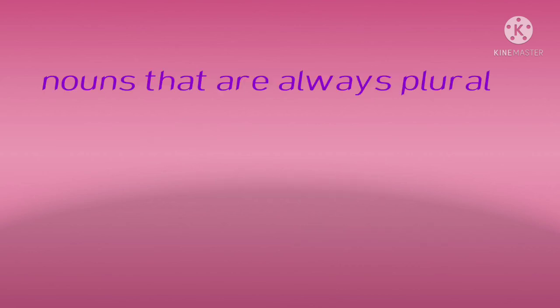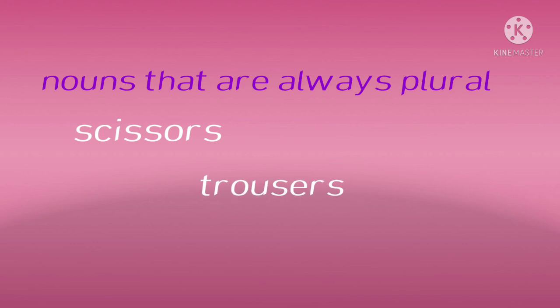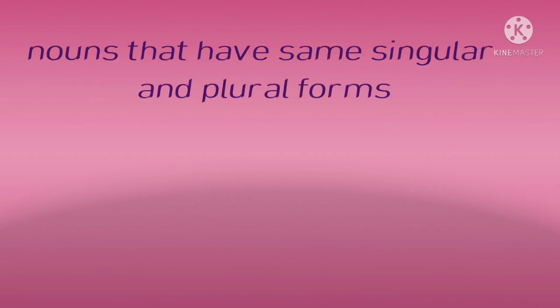Also, there are certain nouns that are always plural. Say for example, scissors. Even if it is one pair, we say scissors. Trousers. Even if it is one pair, we say trousers. Spectacles. Also, there are certain nouns that have the same singular and plural forms. Say for example, deer. Singular also deer, plural also deer. Hare, fish.